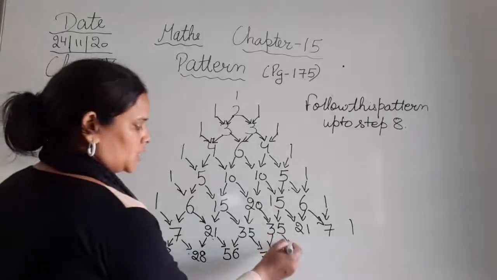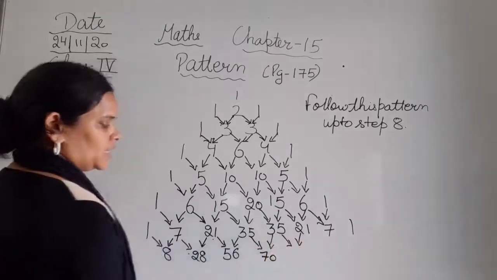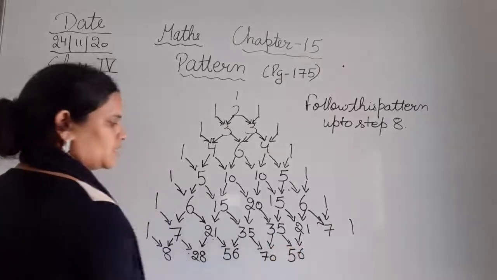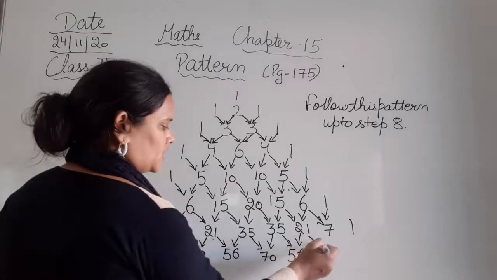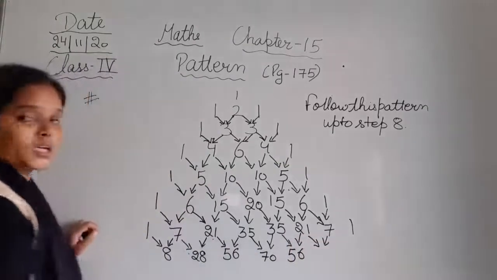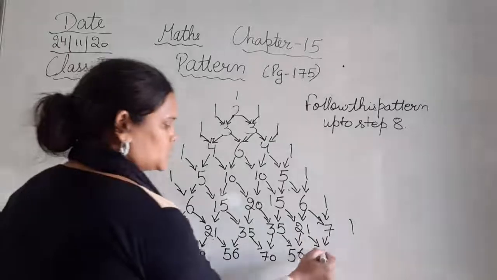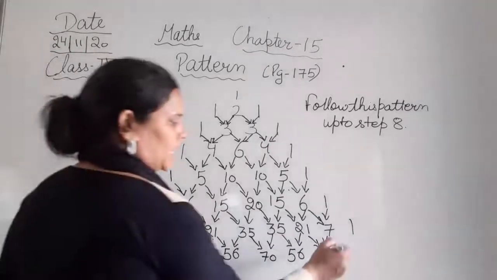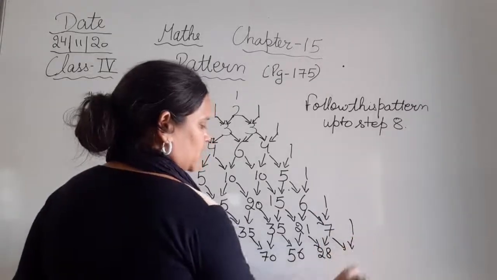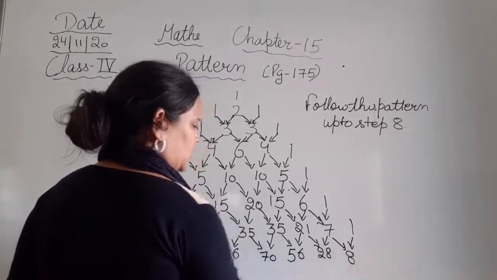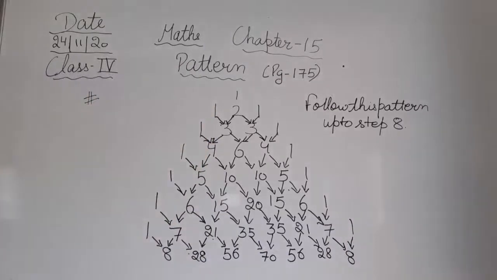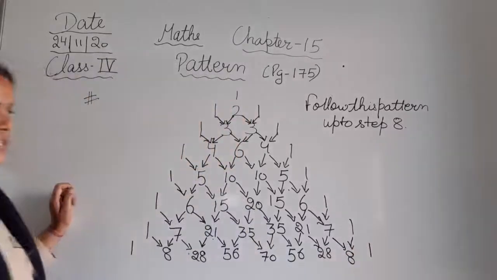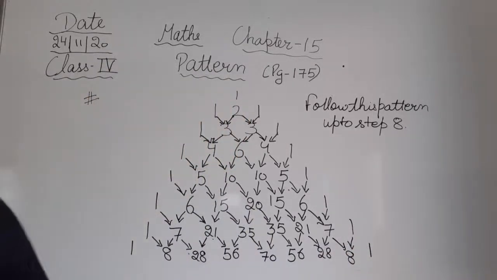Next, 35 plus 21, that will be 56. Next, 21 plus 7, that is 28. And 7 plus 1, that is 8. So again we are going to put 1 on both sides. So this is the pattern that we are following.